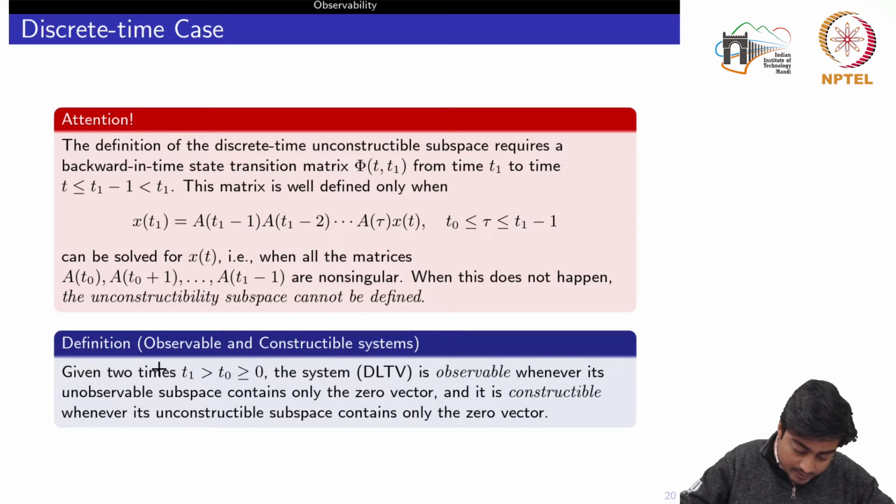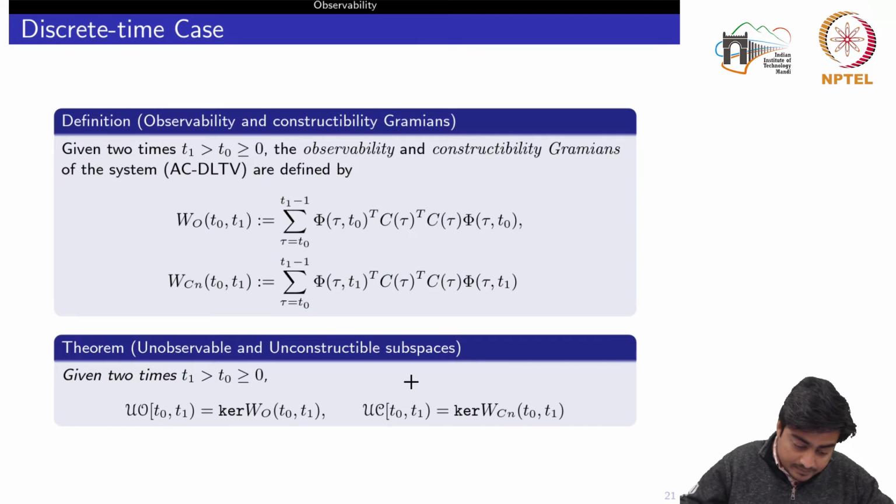So talking about the systems, given two times t1 and t0, the system DLTV is observable whenever its unobservable subspace contains only the zero vector, and it's constructible whenever its unconstructible subspace contains only the zero vector. These are the same definitions we used while understanding the concepts of the continuous time case. The Gramians would remain the same, it's just that the summation would appear instead of the integration, and also the time is an integer instead of a real number.